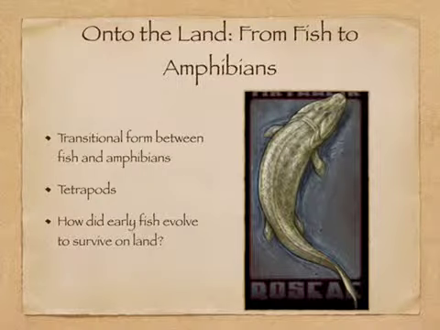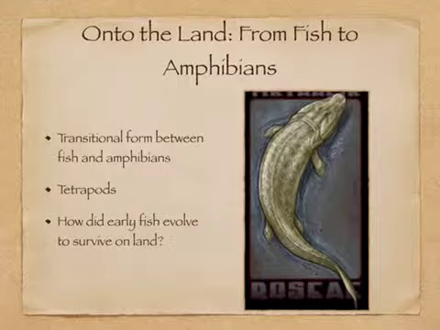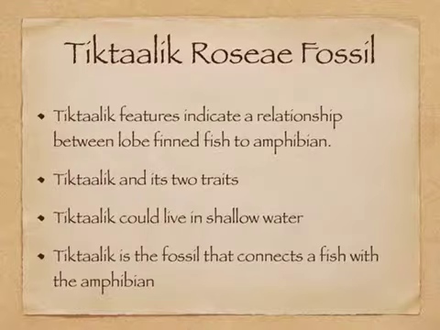A transitional form between fish and amphibians was discovered in 2004. Creatures that were stated to be tetrapods came 30 million years after fish. How did early fish evolve to survive on land? Came the discovery of the Tiktaalik roseae fossil. The Tiktaalik roseae fossil indicates a relationship between lobe-finned fish and amphibians.